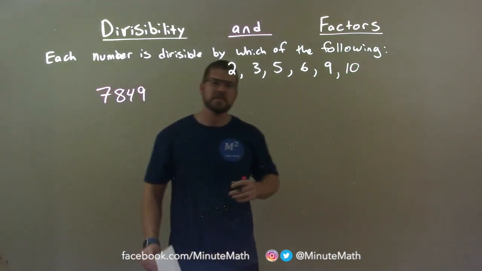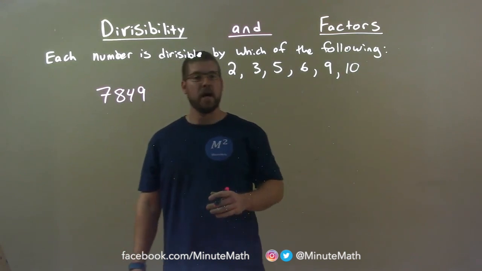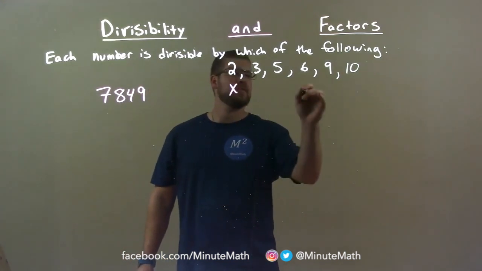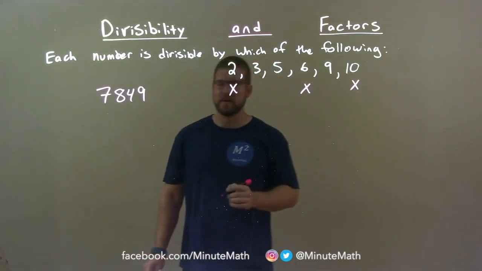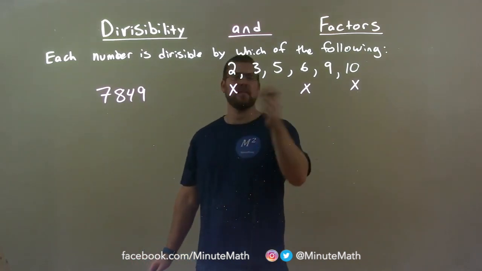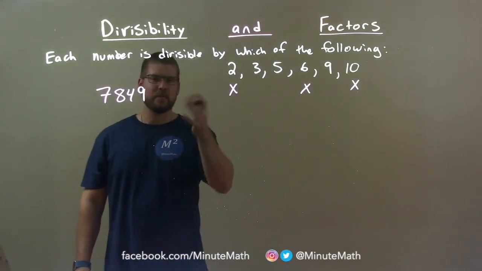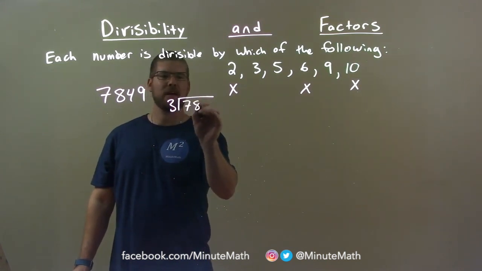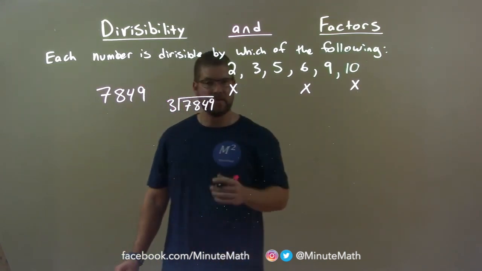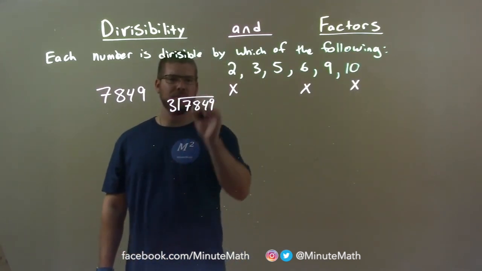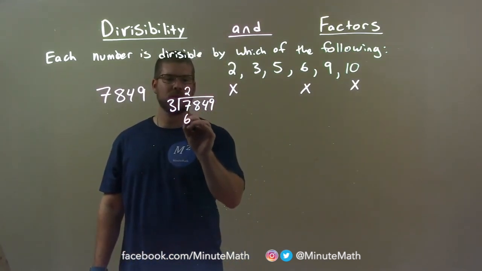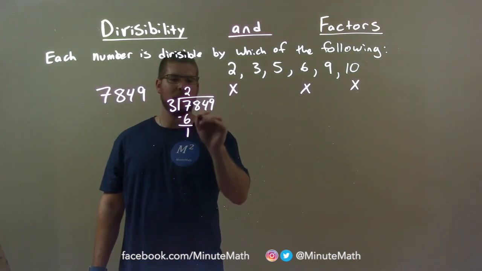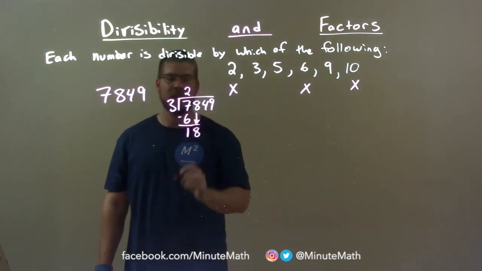7,849. First thing I see here is this number is an odd number, so my evens will not work. All right? So now let's check the other numbers. Well, 3. Let's do some long division. Does 3 go into 7,849 evenly? Well, 3 goes into 7 2 times, because 2 times 3 is a 6. Subtract, and we get a 1. Bring down this 8.